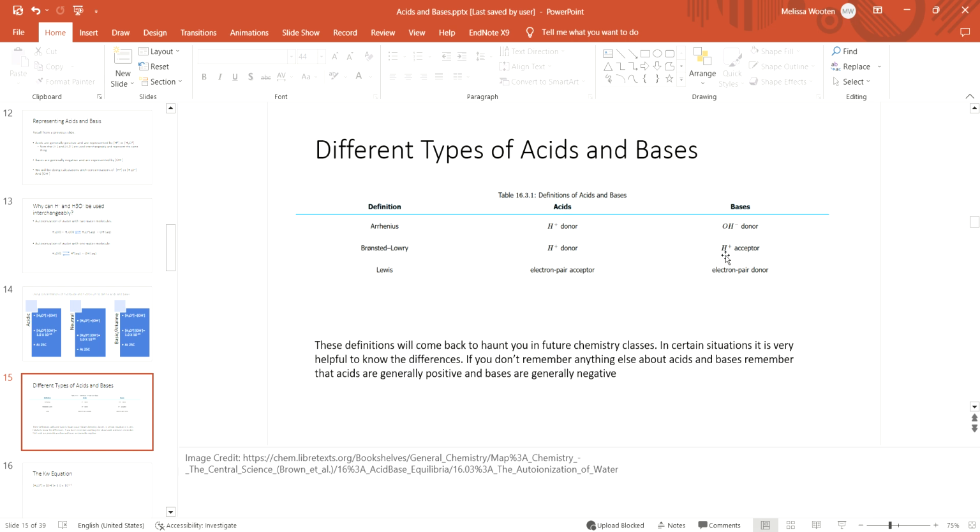But if you don't remember anything else about acids and bases, remember that acids are generally positive, that's why they can give away H+. And because they are positive, they can accept negative charges, because opposites attract. Bases are generally negative, that's why they can donate OH groups or an electron pair. And because they are negative, they can accept positive charges, because positives are attracted to negatives.